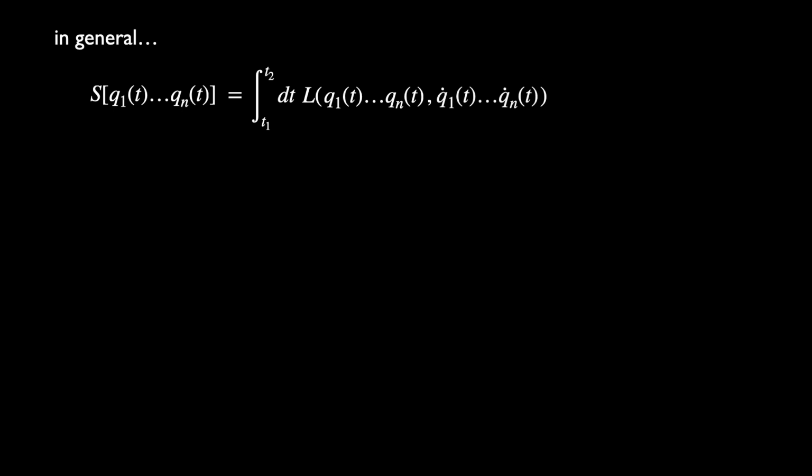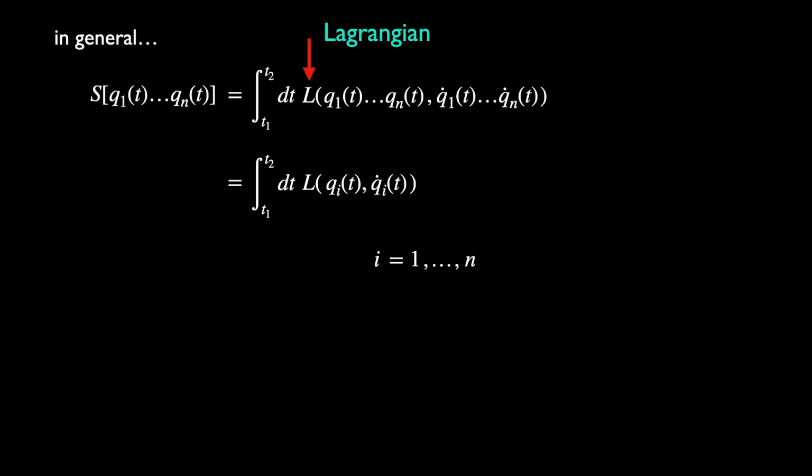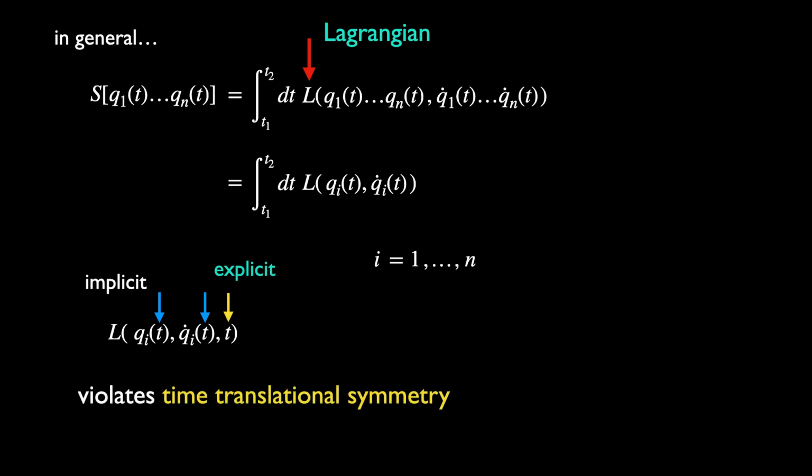The integrand of the action is known as the Lagrangian. Here, we have assumed that the Lagrangian depends only on the coordinates q's and their time derivatives. These q's constitute all the degrees of freedom of the system, and all the time dependence in L is implicitly carried in the q's. That is, L does not have any explicit time dependence. Such a time dependence would violate the time translational symmetry of the action.